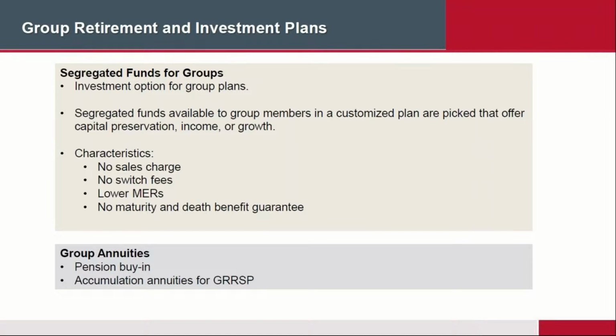And there's no maturity and death benefit, and that's very important to remember. If you remember, we said that one of the main features of a segregated fund was that you had the death benefit guarantee and the maturity guarantee. In a group segregated fund, there is no maturity guarantee and no death benefit guarantee. So that's something you have to be careful about when you're thinking about putting money in group segregated funds. If that's important to you, then you should buy an individual one, and that way you get that coverage.